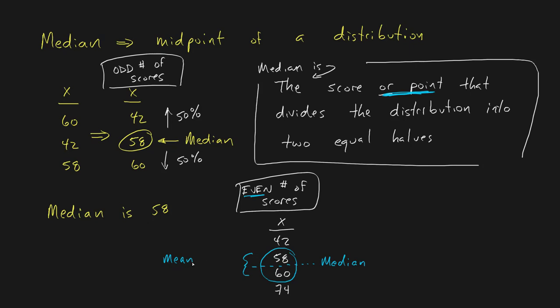We take the mean. And the mean is 58 plus 60 divided by 2. And this gives me 59. 59 is a point between 58 and 60. It's the halfway point. And so that is our median. The median in this case would be 59.